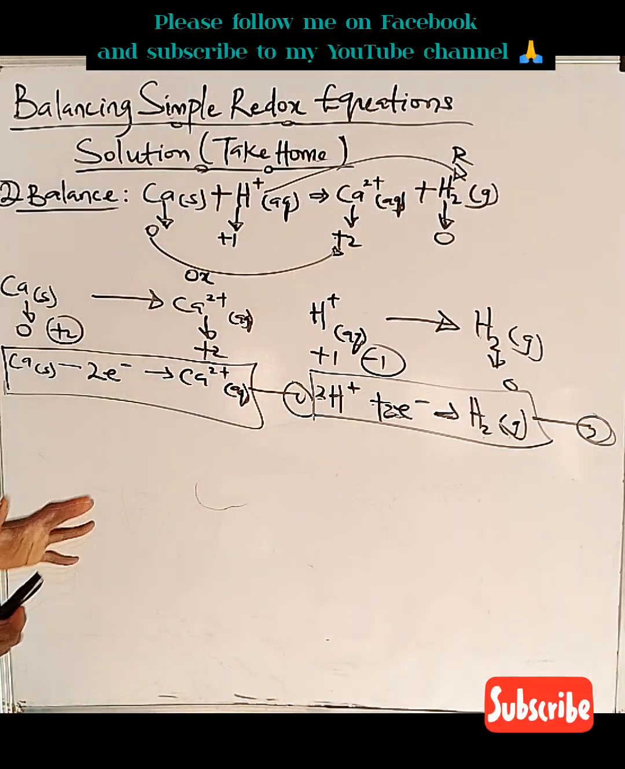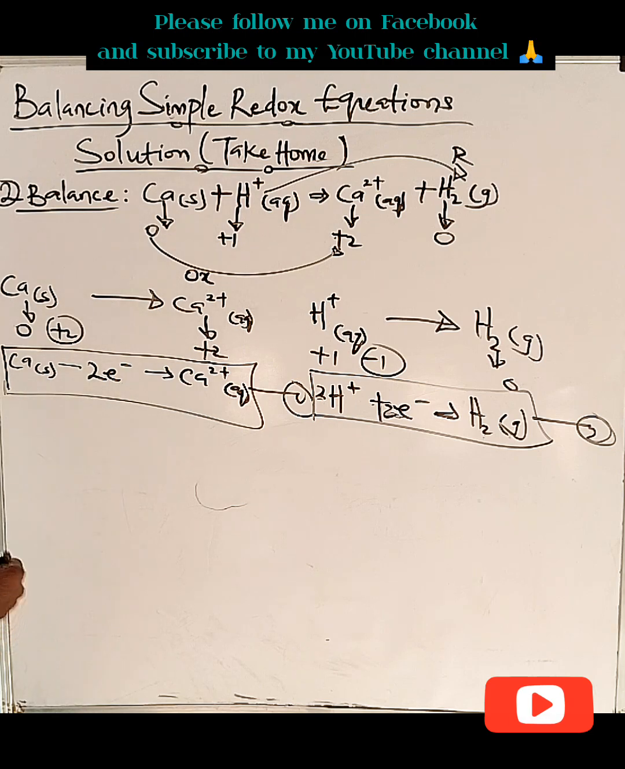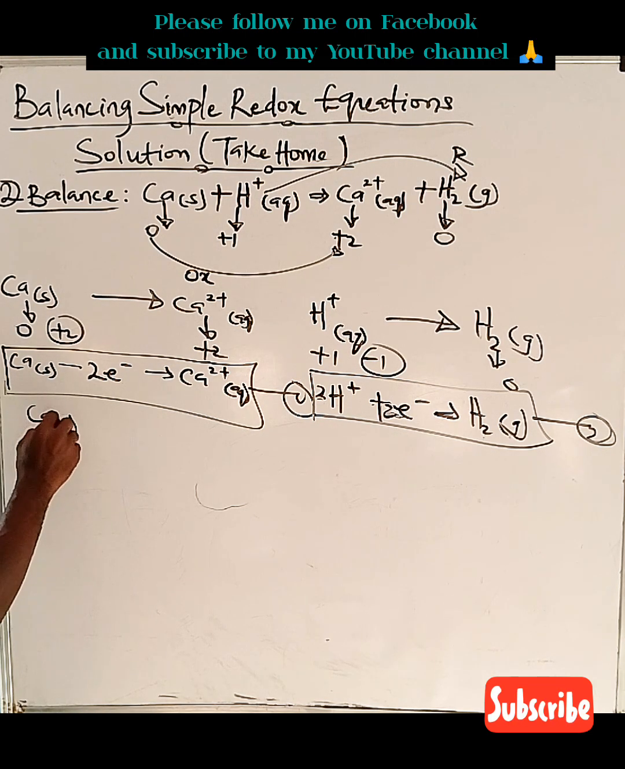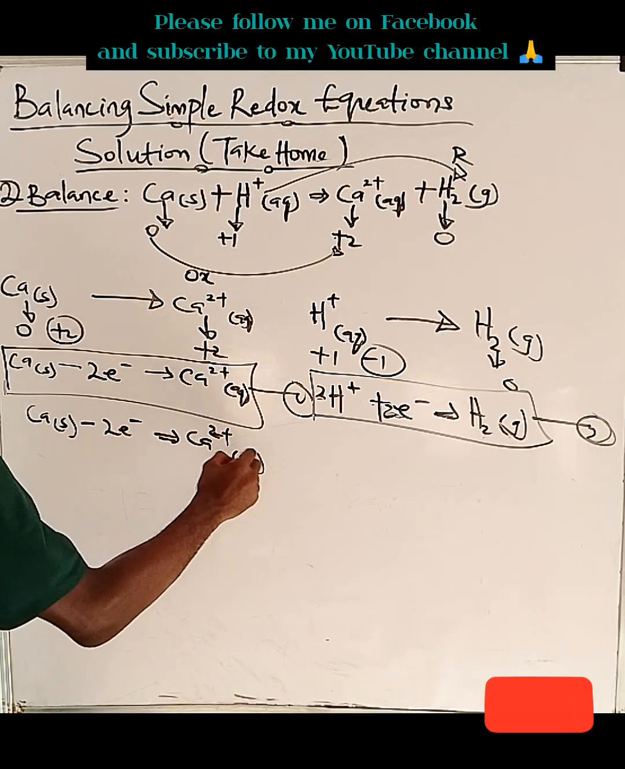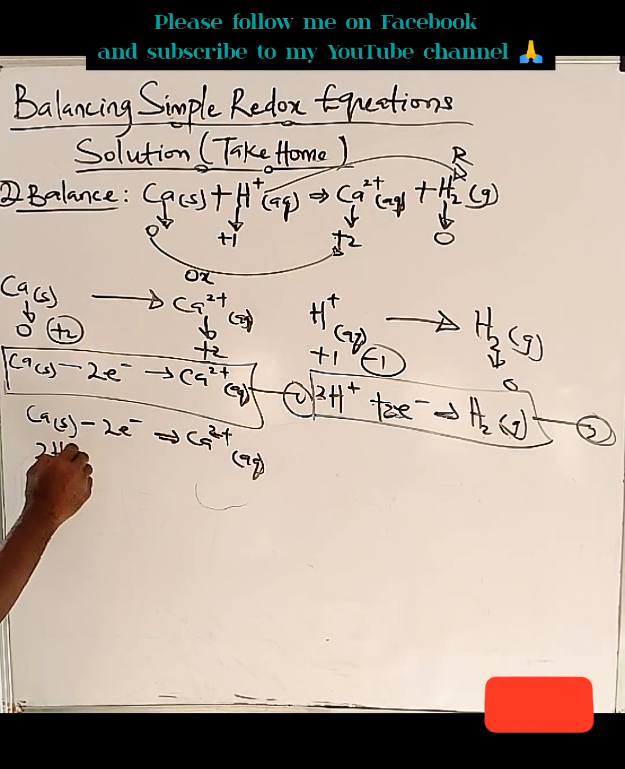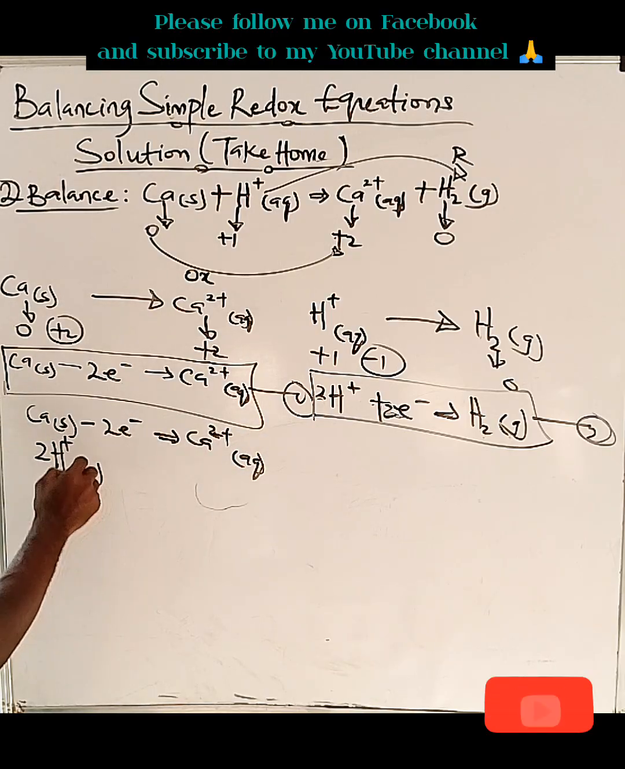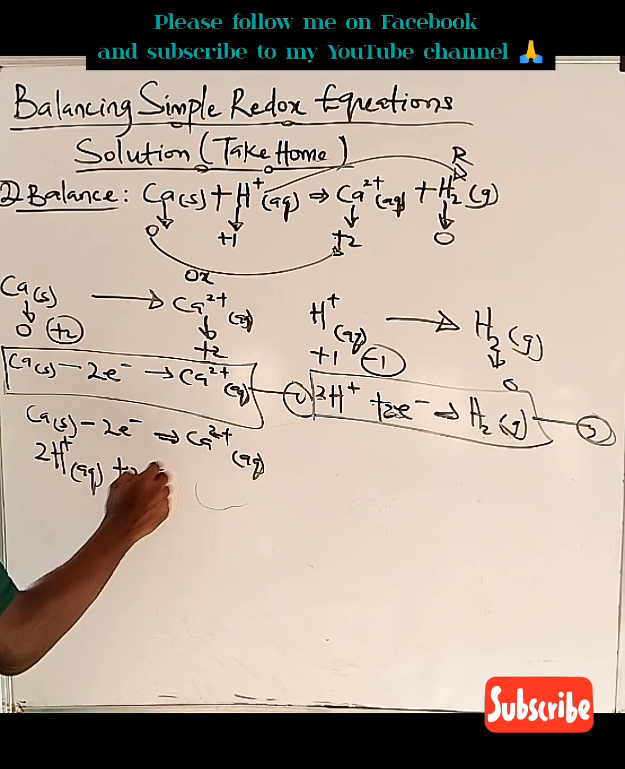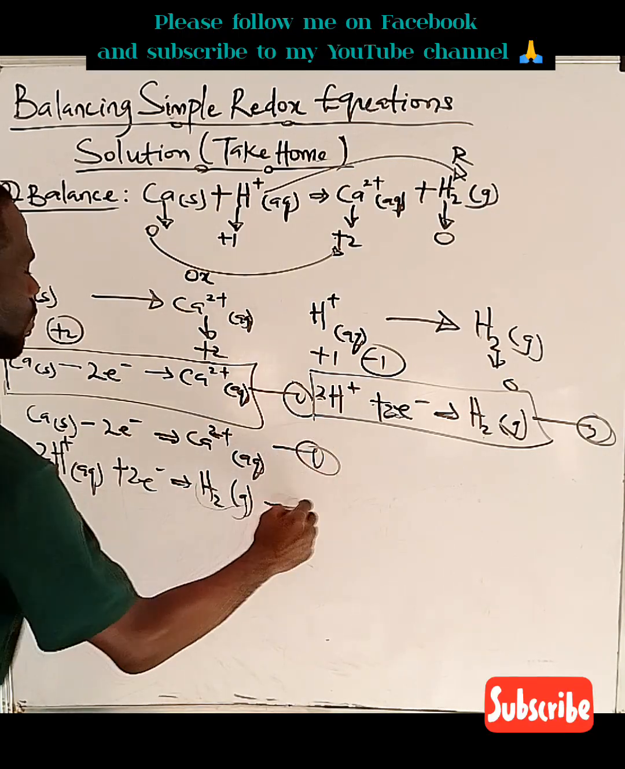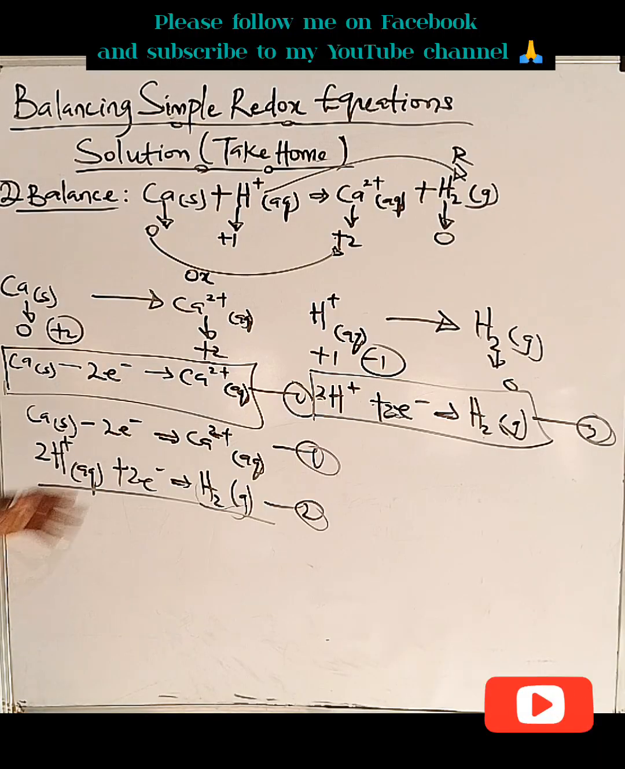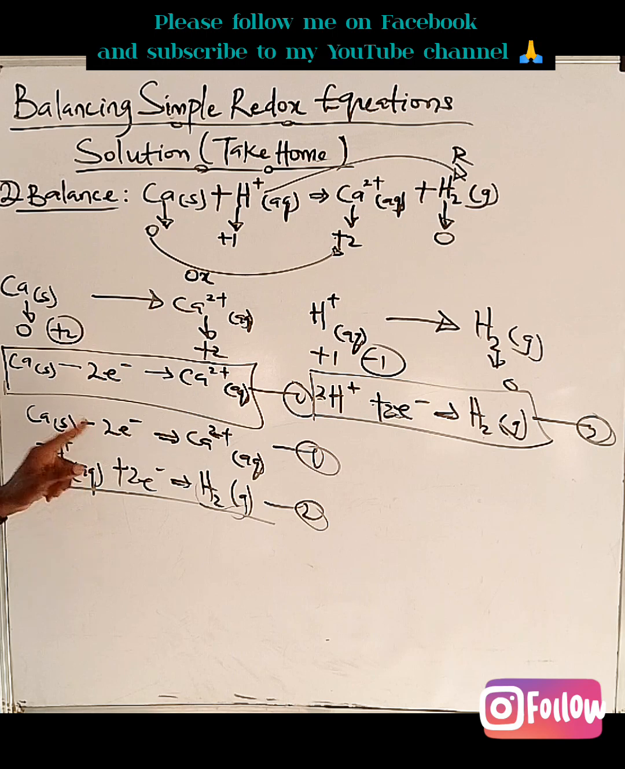So what are we going to do next? We're going to bring them together and then solve them simultaneously. So this calcium solid, minus 2 electrons, gives us calcium 2+ aqueous. Then 2 hydrogen aqueous also, as you can see, plus 2 electrons together give us hydrogen gas. Equation 1, equation 2. So what do we do? Let's see the electrons. We're going to look for a way to eliminate the electrons now. The electrons here have the same coefficient. So this is very nice.